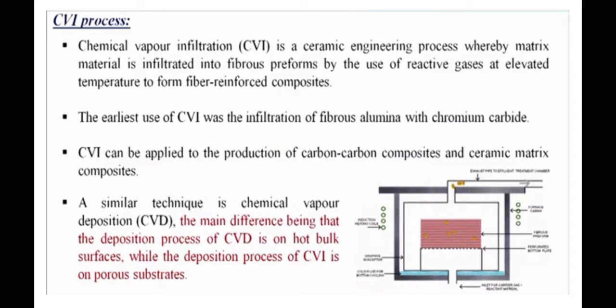So not only can you make the composite, you can not only do the coating of a particular material, you can do the coating of a particular composite too. The earliest use of CVI was the infiltration of fibrous alumina with chromium carbide. CVI can be applied to the production of carbon composite and ceramic matrix composite. A similar technique is the chemical vapor deposition process.